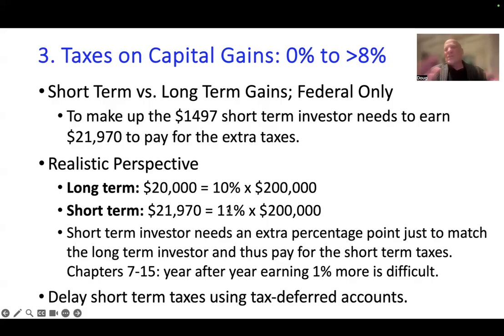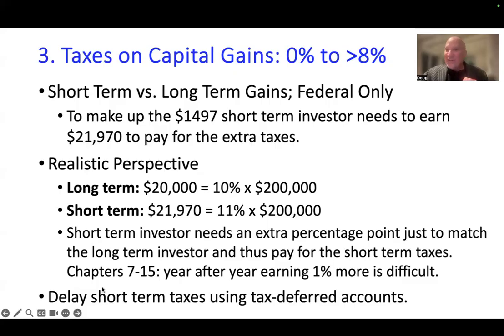Now, that 1% difference doesn't seem like that much. And maybe occasionally the short-term investor can actually do that. But as we'll learn in the investing sections, it's very difficult to do that consistently year after year after year. That's the key here. So as it turns out, making up even just 1% is difficult to do. And this is a long-winded, sort of professorial rant to encourage you to think about investing schemes that focus on long-term gains, and hence the lower taxes that come from them.